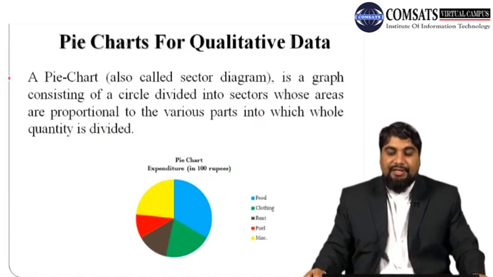Here in the diagram, a pie chart of expenditure in 100 rupees on different categories is shown. We can see that we have a circle which is subdivided into different portions or sectors. Blue color is for food, green for clothing, black for rent, red for fuel, and yellow color for miscellaneous items.